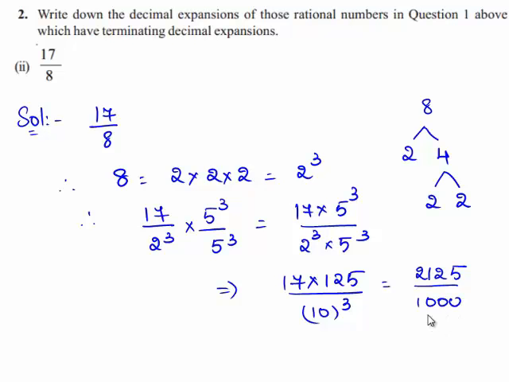Since in the denominator we have 3 zeros, we shift the decimal point towards left to 3 places. Therefore the decimal expansion is 2.125. Therefore the decimal expansion for the rational number 17 upon 8 is equal to 2.125.